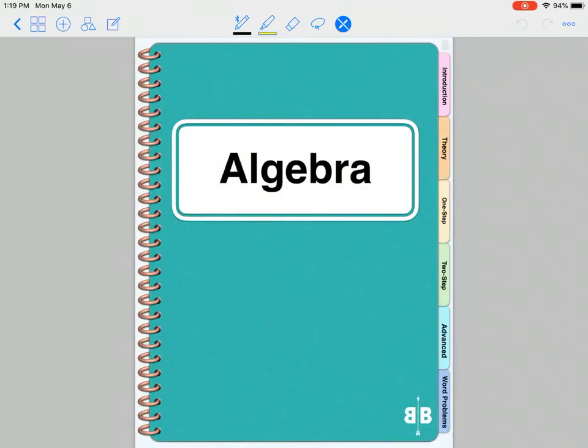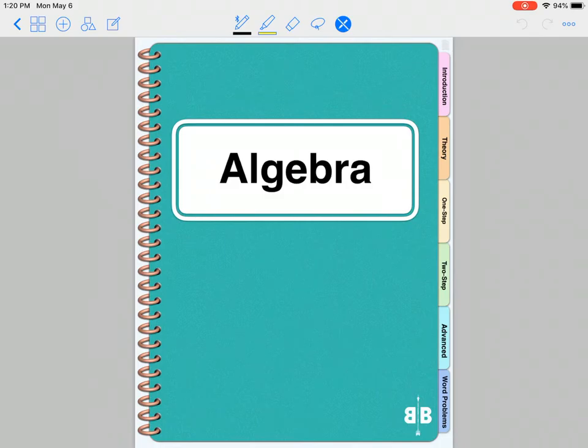Hello again, and welcome to the next module of the course. We have gone through the introduction, which included the calculator portion. We've gone through the theory, which included the terms and the golden rules. So now we're ready to start solving equations. This is the part that everybody has been waiting for.